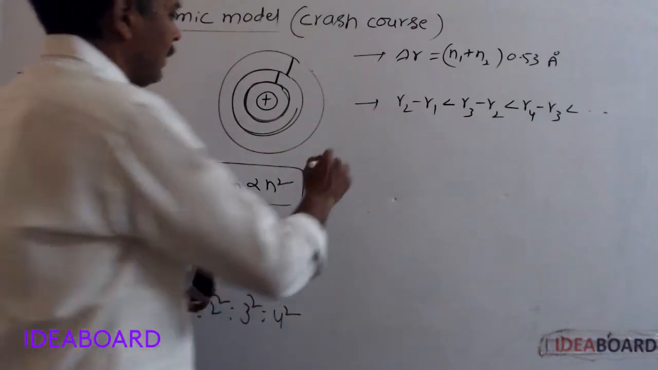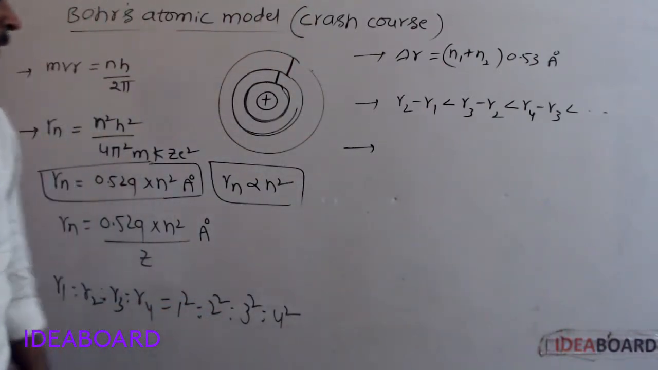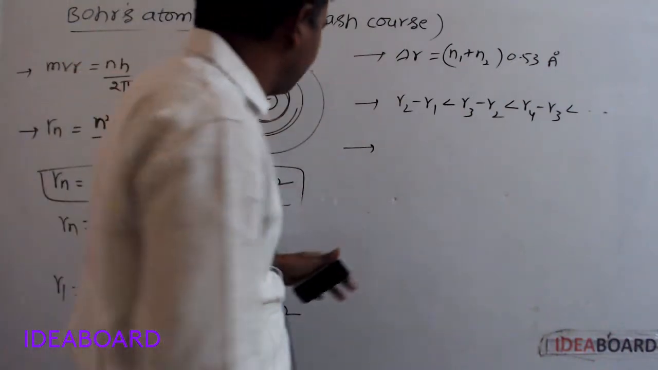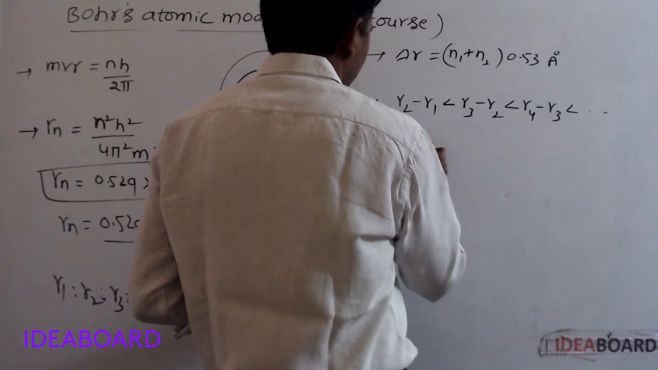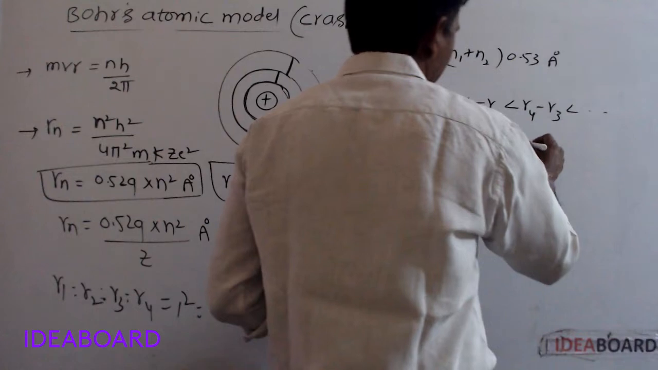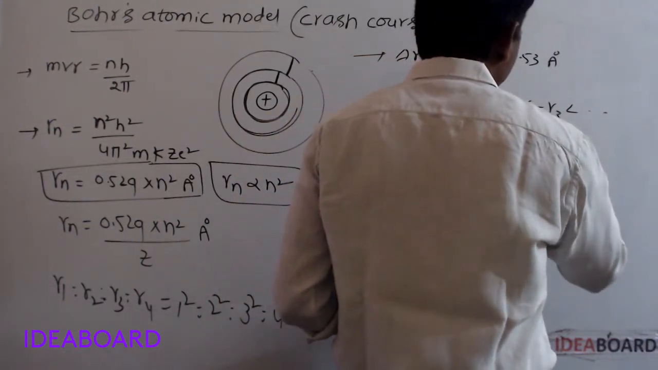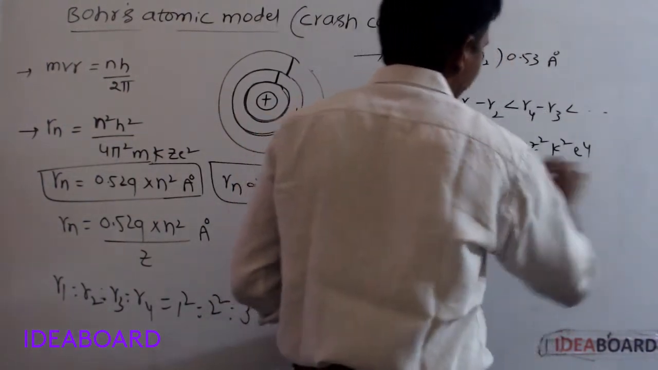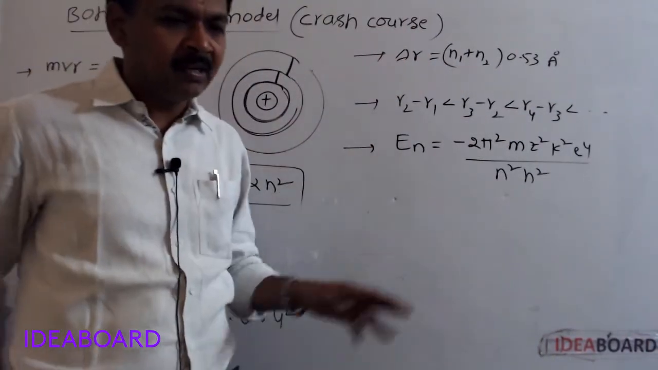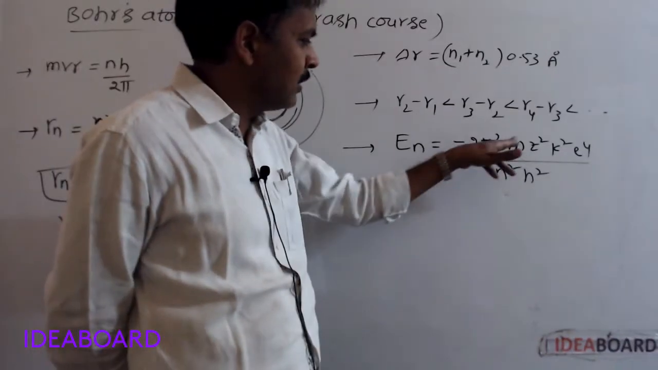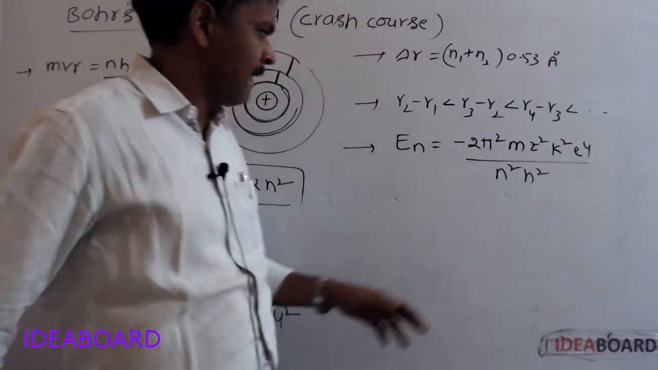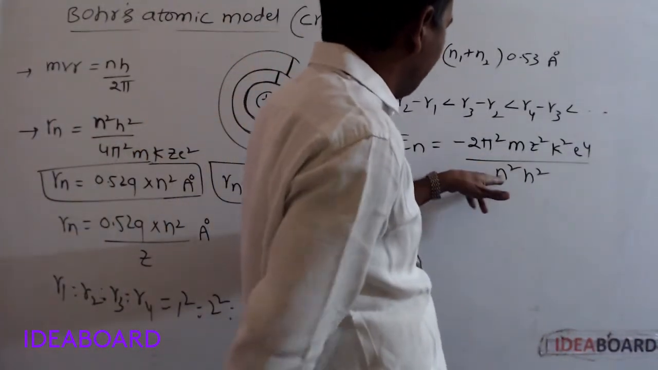Next, expression for energy of the nth orbit. That was the expression for radius of the nth orbit. Energy of the nth orbit, En, is equal to minus 2 pi square m z square k square e power 4 by n square h square.